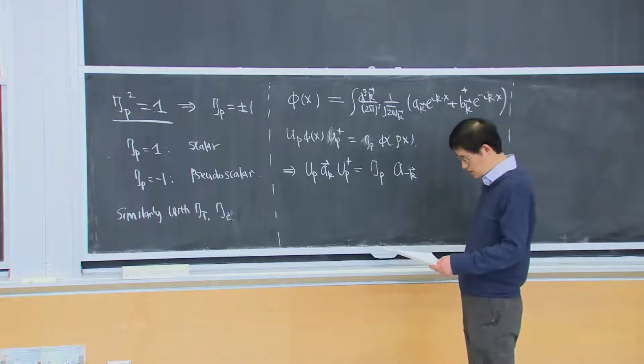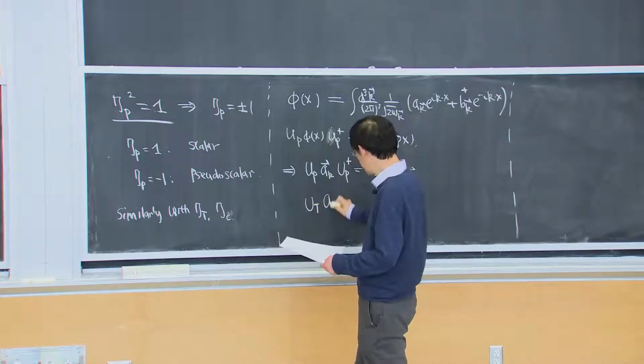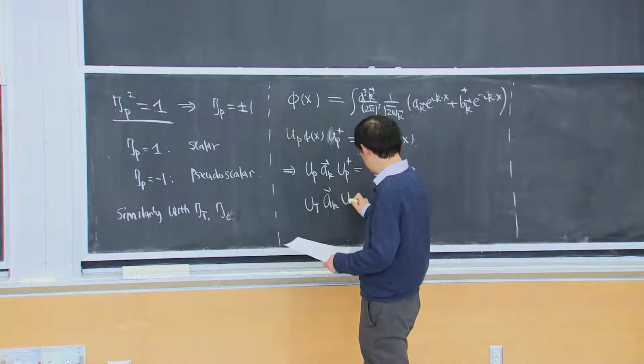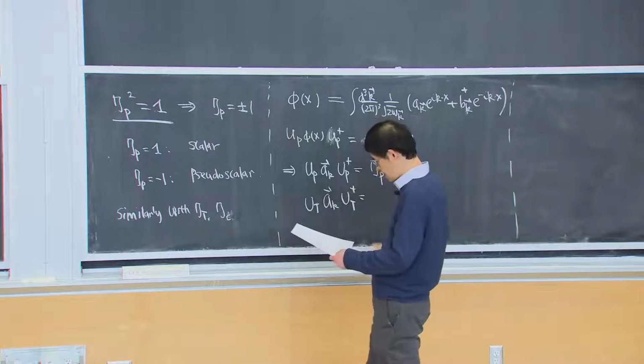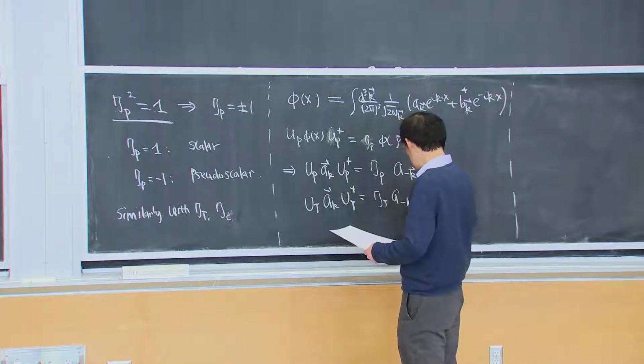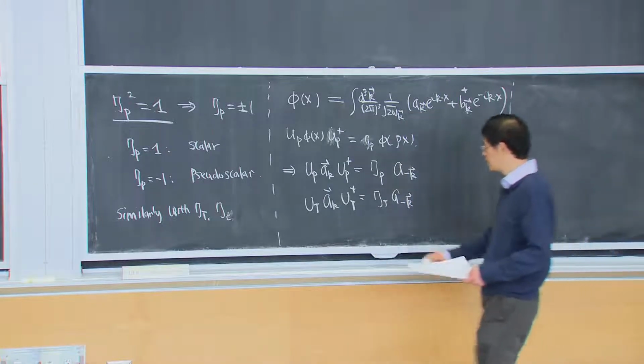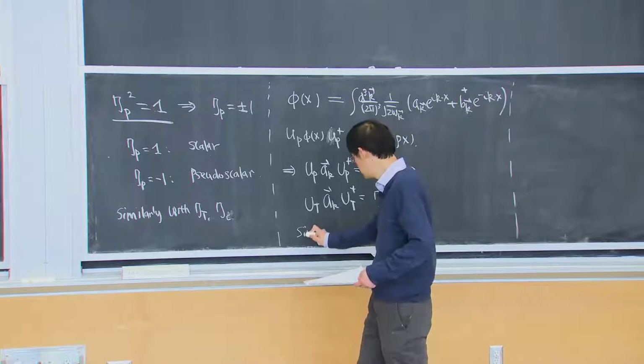And similarly, you can work it out: U_T acting on A_k, U_T dagger, gives you eta_T, also A_{-k}. And similarly with B_k.